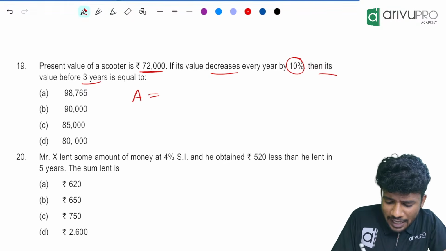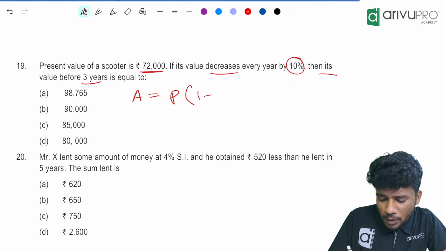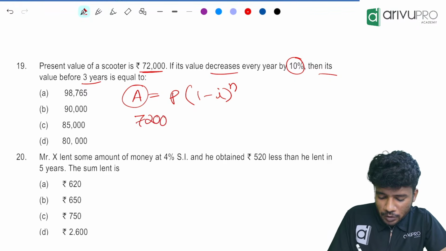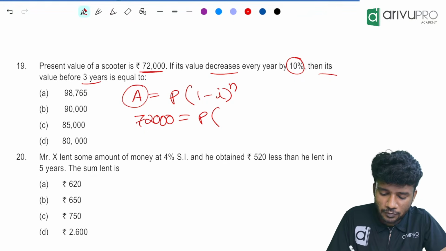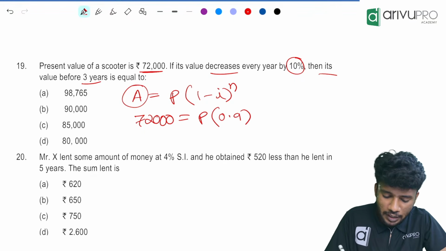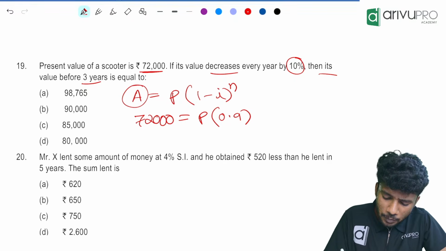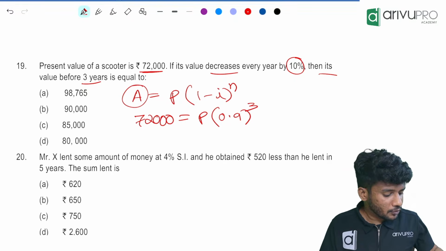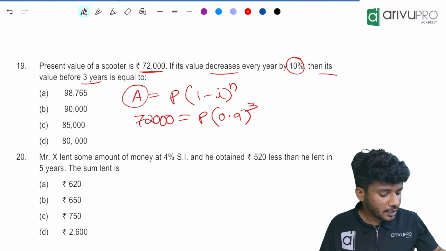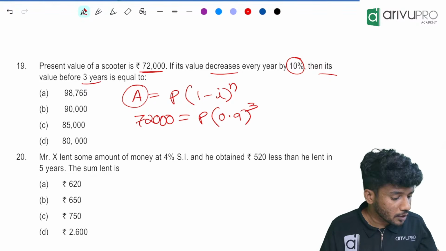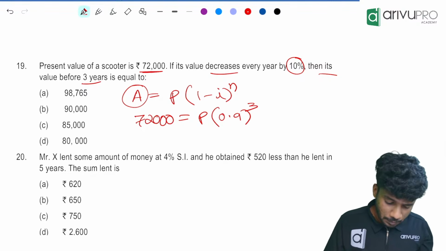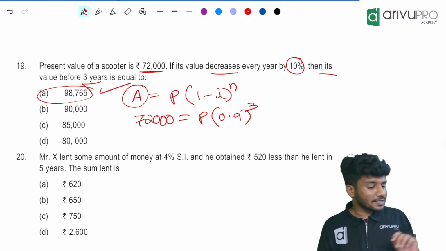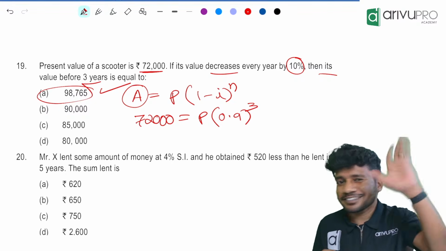So scrap value is equal to cost price into (1 minus I) whole power n. Scrap value is 72,000. We need to find the cost price. 1 minus 10% is 0.9, the whole power 3. Take your calculator. That is nothing but 72,000 divided by 0.9, equal to, 3 times. 1, 2, 3. How much are you getting, people? 98,765. Option A is the answer. 0.54 is also there, so ignore it.